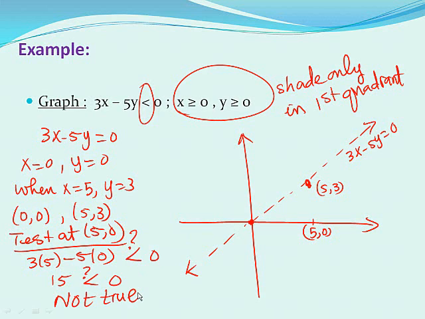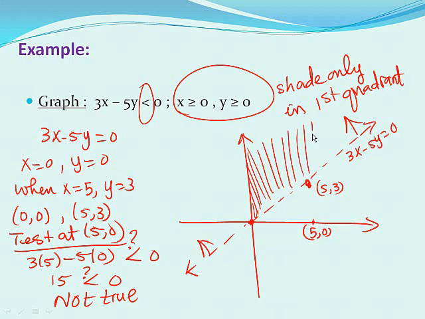So that means I need to shade the side that does not contain the point (5, 0). The half plane will be on this side of the line. But again notice that we are allowed to shade only in the first quadrant. So the solution set will be the part of that half plane which is in the first quadrant. So this is the graph.